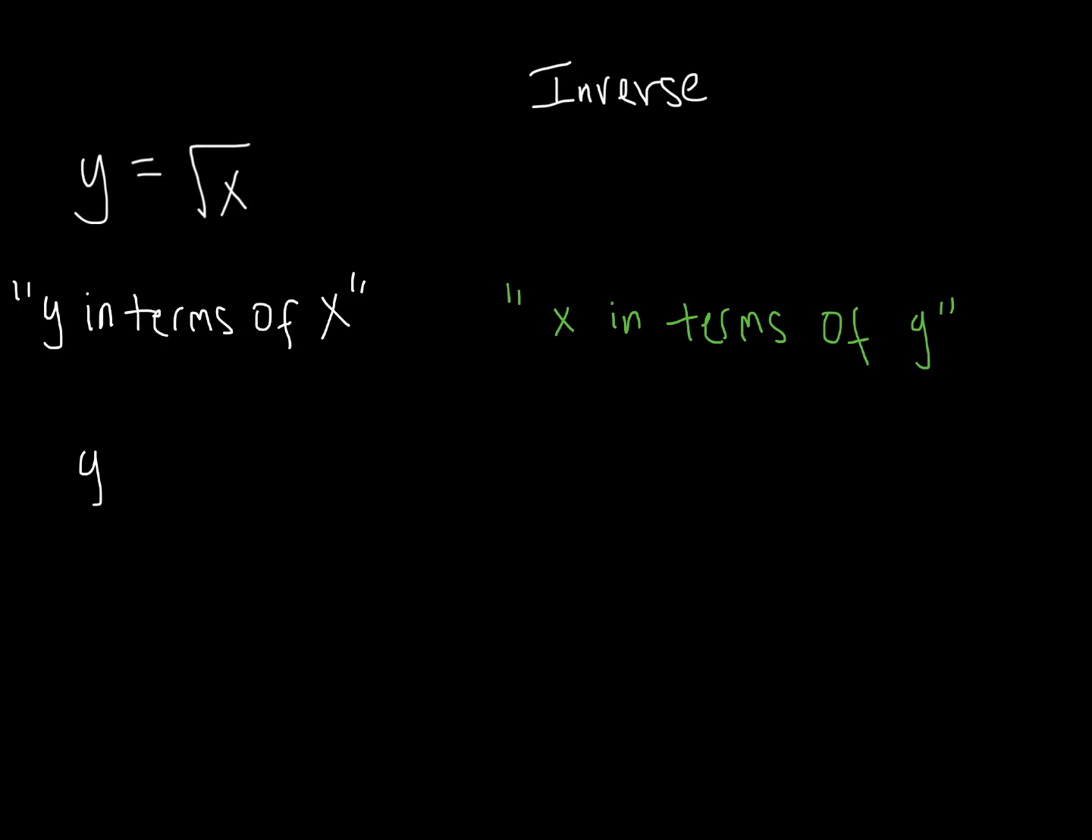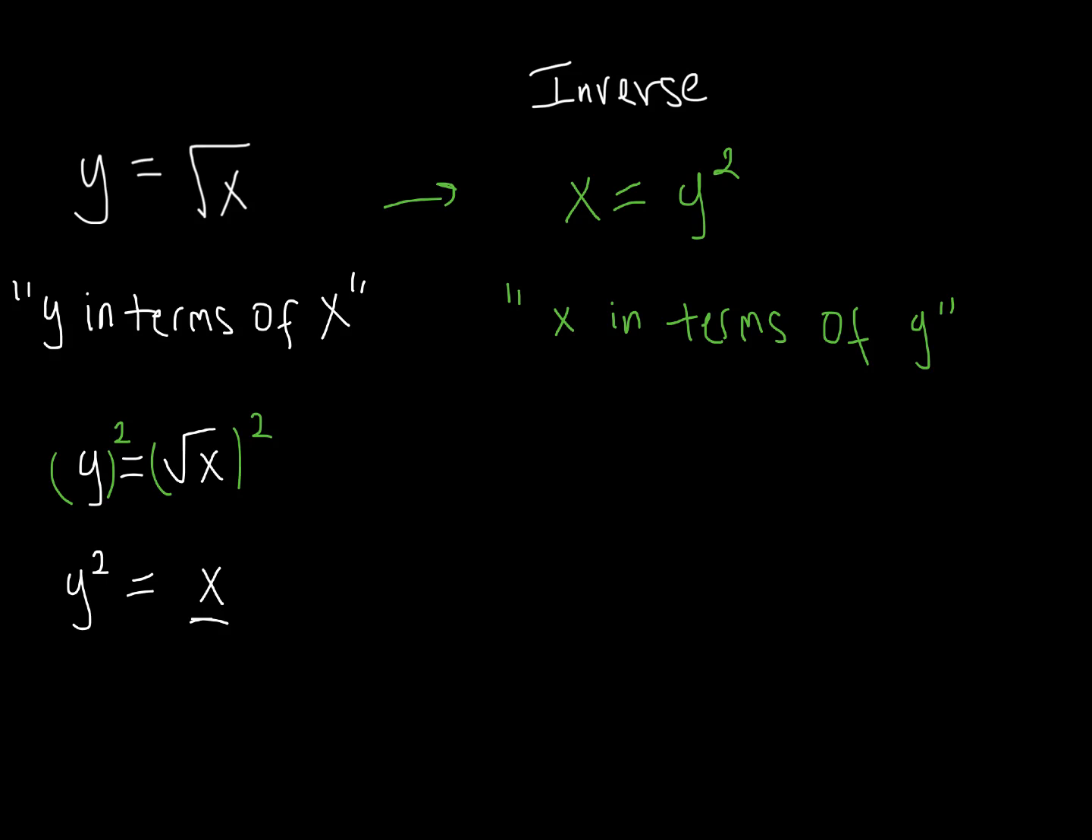Well, if I start with y equals the square root of x, and I want to get x in terms of y, I need to square both sides. And this will allow me to then have x is equal to y squared. So the inverse now, I have x solved for. The inverse of this function is going to be x equals y squared.